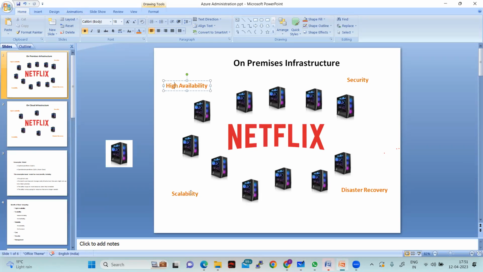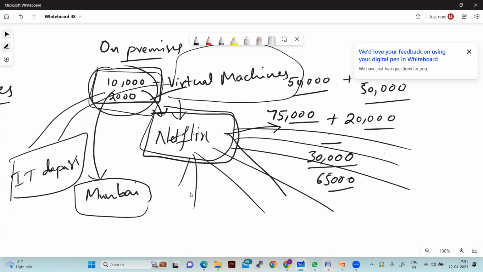And then the scalability. So when I talk about scalability, let's say that Netflix customers who are subscribing to the Netflix application are watching movies in the midnight, let's say, for example, from 10 p.m. to 1 a.m. Then during that duration, you have to increase your servers in order to support the number of users logged in and watching your movies.